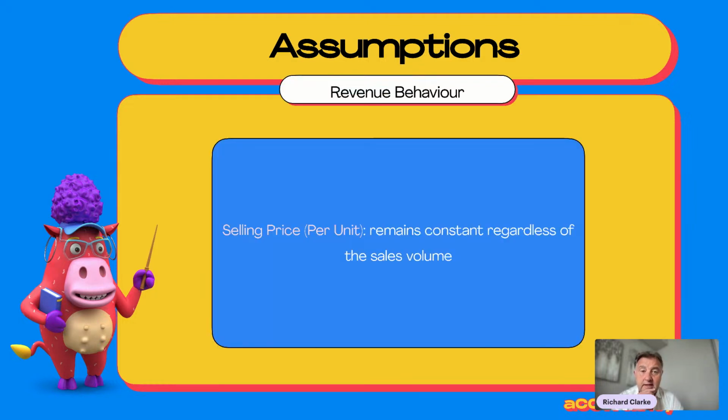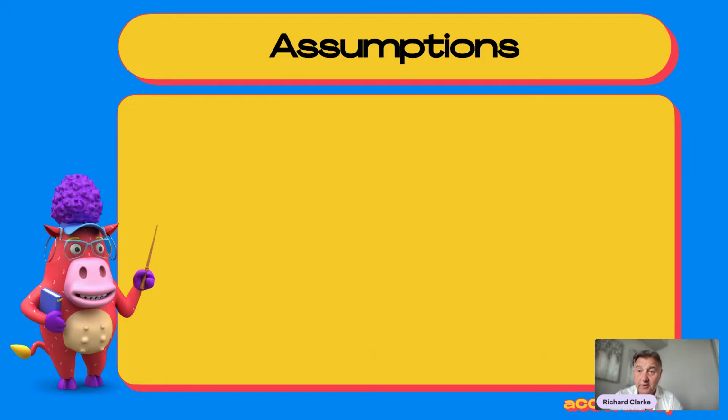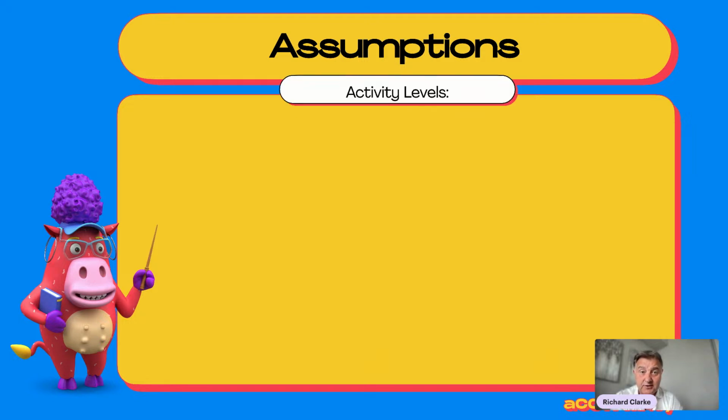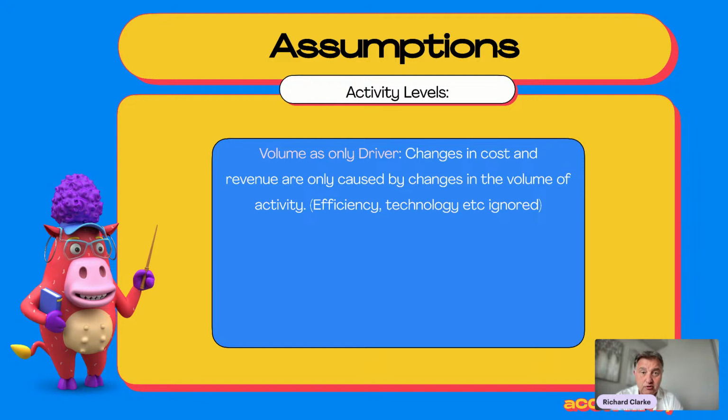Some more assumptions then. Revenue behavior. We presume that the selling price remains constant regardless of sales volume. Obviously, the more you sell, often customers want a discount, so that's not necessarily going to be true. Activity levels. It presumes that volume is the only driver, that changes in cost and revenue are caused by the volume of activity. But what else you'd have going on is efficiencies and technology, etc.